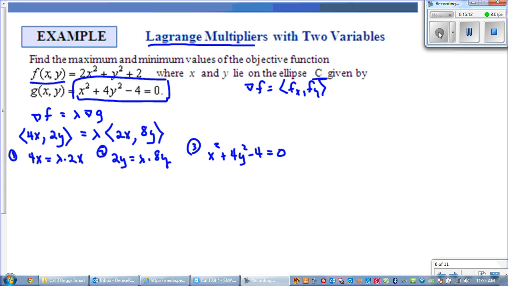So the first one, we have that 4x is equal to 2x lambda. It's tempting to divide by the x, don't do it. 4x minus 2x lambda equal to 0. Factor out 2x. We have 2 minus lambda equal to 0. We have two solutions here. X is 0 or lambda is 2.